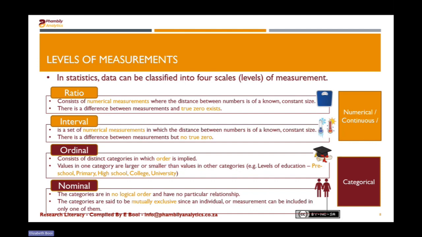Then we also have what we call nominal. Nominal, there is no order in that. For example, the color of my eyes: blue, green, yellow, red, whatever the colors of eyes are, there is no order. One does not precede the other.